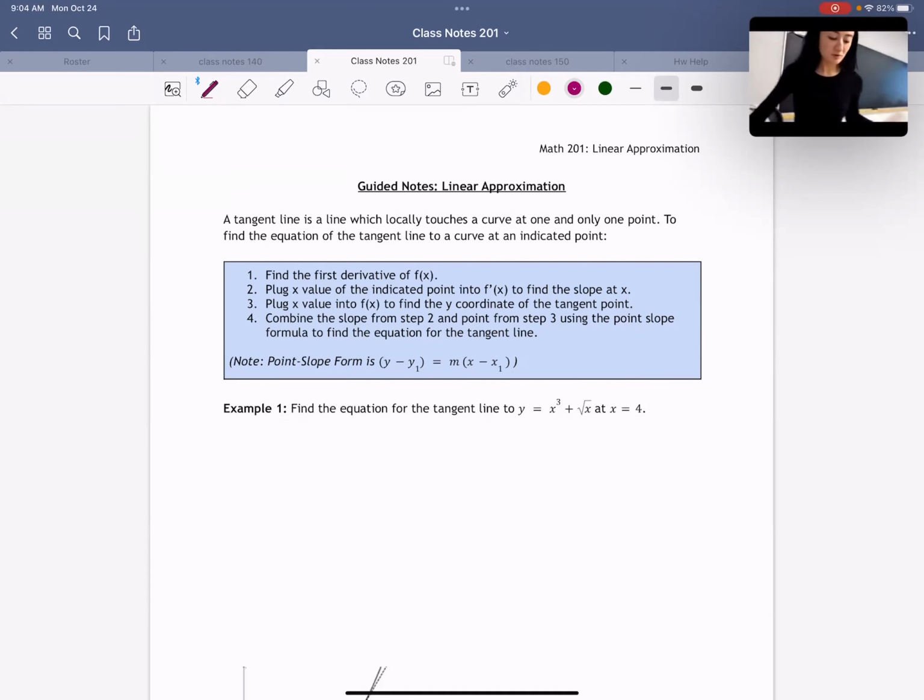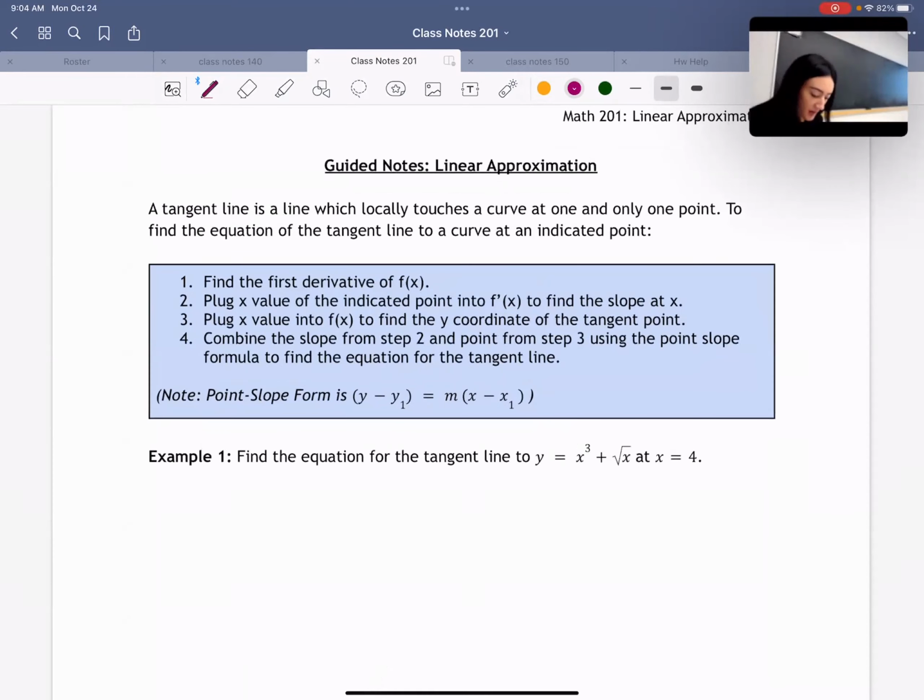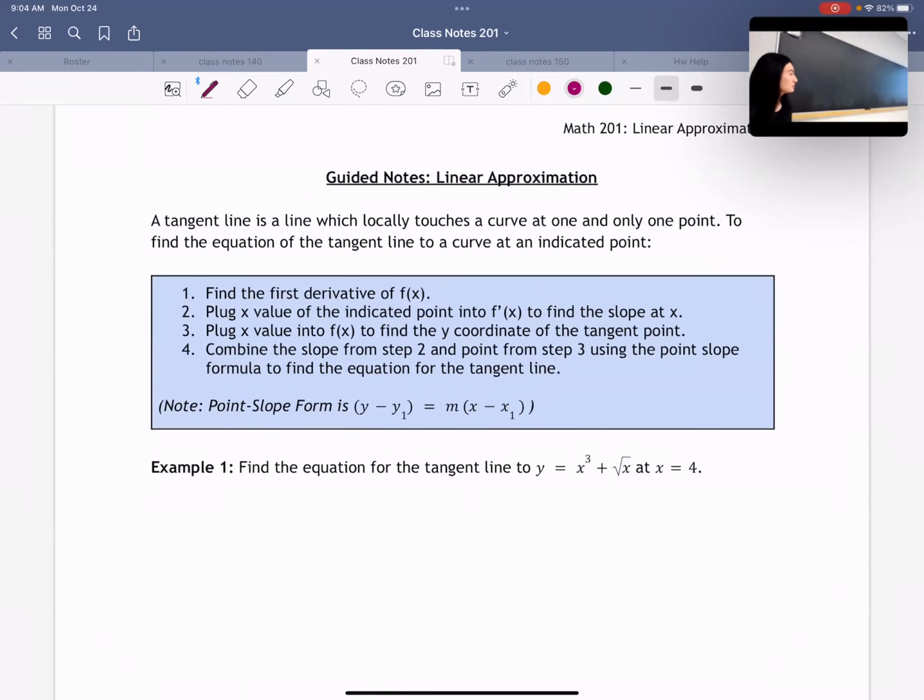Before we talk about linear approximation, we're going to do something that I think a lot of calculus teachers do while they introduce derivatives. I do this in this section just because I think it makes a little bit more sense. But we're actually going to find how to find the tangent line at any point of a function.